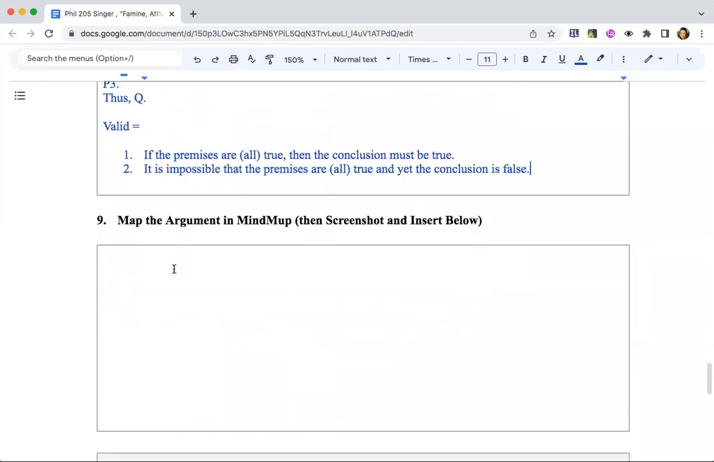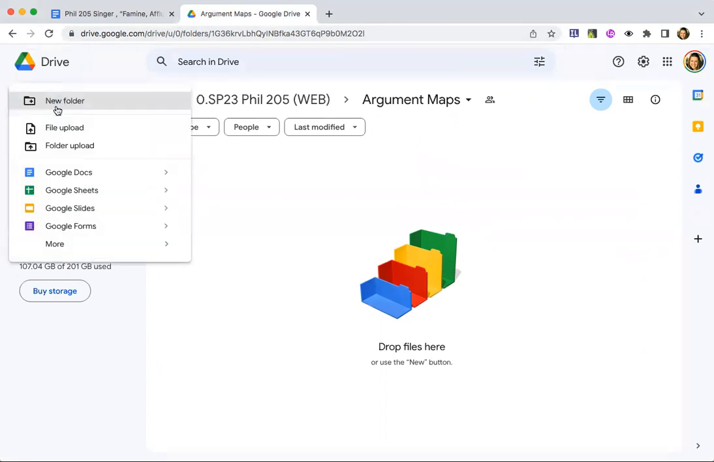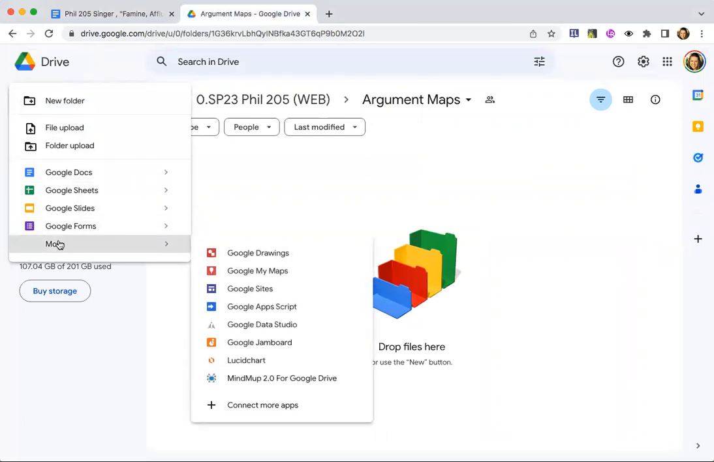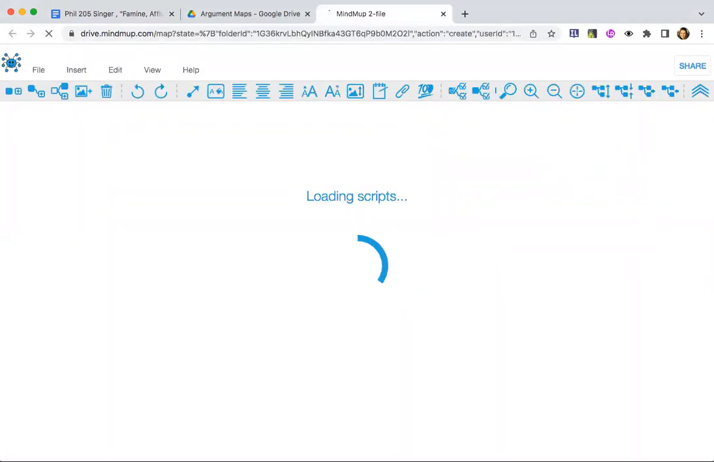Okay, let's map the argument in MindMap. All right, in Google Drive, I already have MindMap connected to my Google Drive, and you should too. So in Google Drive, not Google Docs or something else, Google Drive, I click New, just like I would do to make a new doc or some other type of file. I'm going to go to More, and then I'm going to go down to MindMap. Yours probably won't have this option.